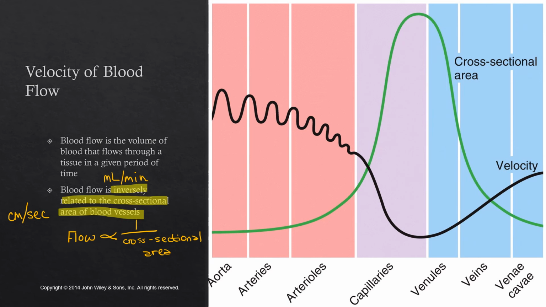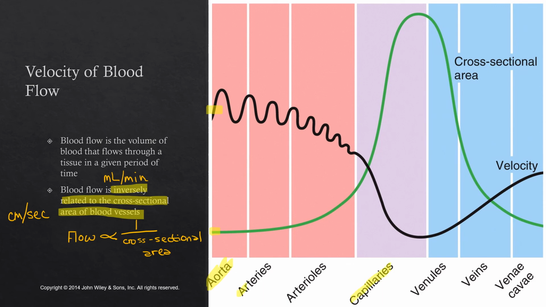We actually see that in this diagram here. In the aorta, we're going to have a pretty low cross-sectional area because it's just one blood vessel, even though it is a pretty thick blood vessel, and we have the highest velocity in the aorta. Now every time an artery branches, the total cross-sectional area of all of its branches is greater than the cross-sectional area of the original vessel.